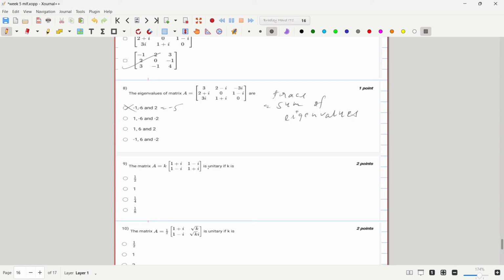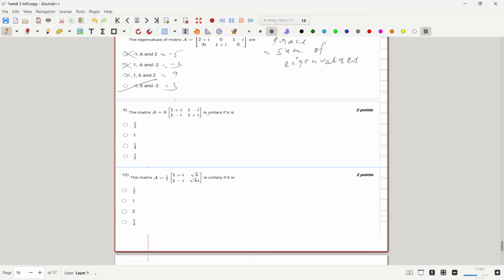1 minus 6 minus 5 minus 2. This is minus 3. Also wrong. And 1 plus 6 is 7, 7 plus 2 is 9. This is also wrong. 1 plus 6 minus 1 is 5, 5 minus 2 is 3. So this is the correct answer.